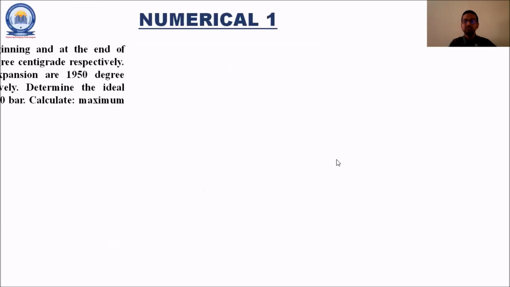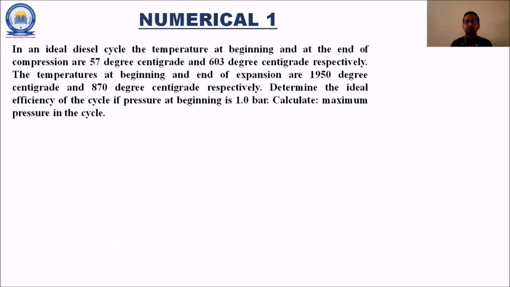So now let us proceed further and solve the first numerical. In an ideal diesel cycle, the temperatures at the beginning and at the end of the compression are 57 degrees Celsius and 603 degrees Celsius respectively. The temperatures at the beginning and at the end of the expansion are 1950 degrees Celsius and 870 degrees Celsius respectively. Determine the ideal efficiency of the cycle if the pressure at the beginning is 1 bar. Also calculate the maximum pressure in the cycle. This numerical was asked in the GTU examination for 7 marks.